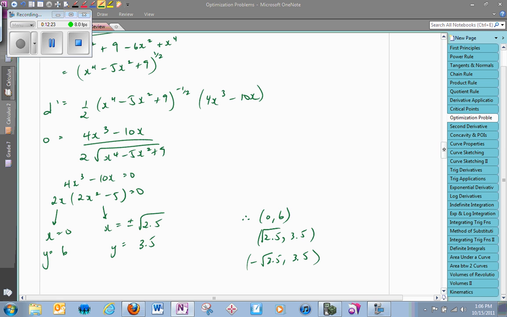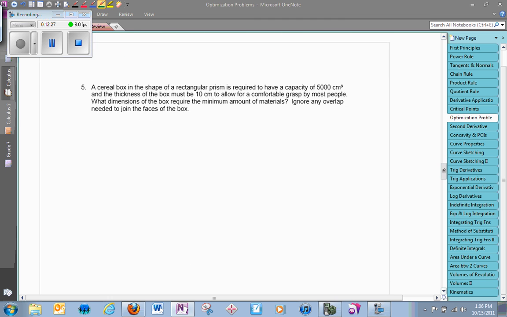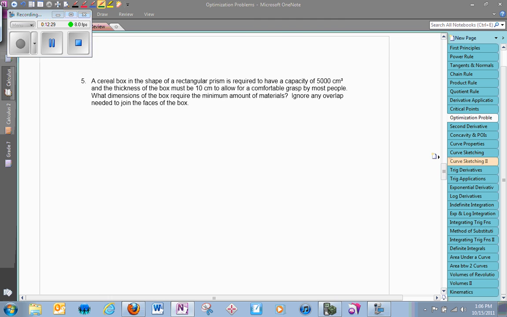Okay, let's try something a little bit more challenging now. I've got a cereal box in the shape of a rectangular prism. The capacity, the volume, is 5,000 centimeters cubed, and the thickness of the box must be 10 centimeters to allow for a comfortable grasp by most people. What dimensions of the box require the minimum amount of material? So we're looking for the minimum surface area here.